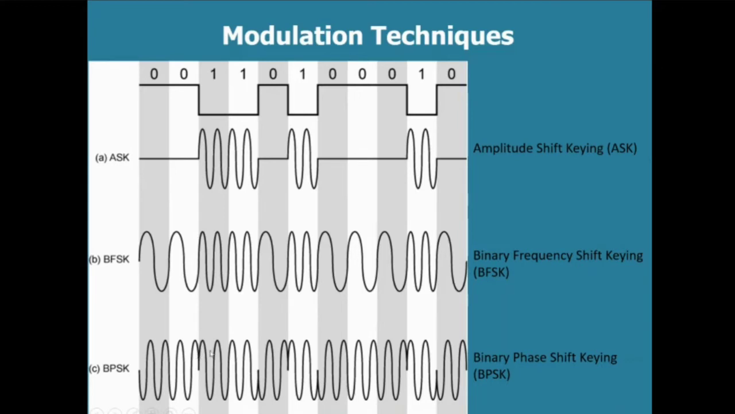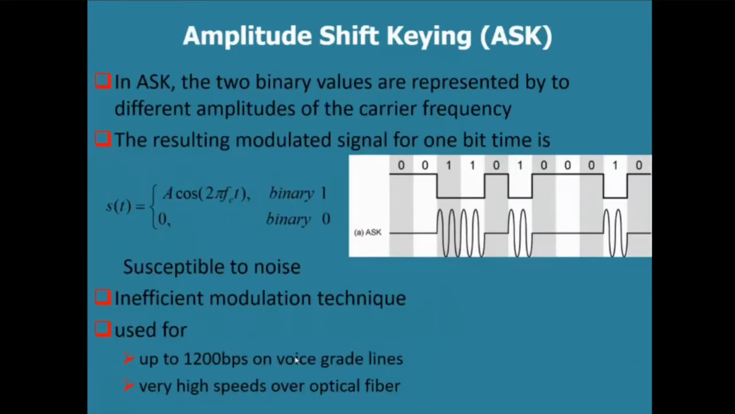Here from 0 to 0, there is no phase shift. From 0 to 1, there is a phase shift here. Similarly, from 1 to 0, here also one phase shift is there. Then 0 to 1, here again one phase shift is there. PSK, phase shift keying, generally we can call it the binary phase shift keying technique.